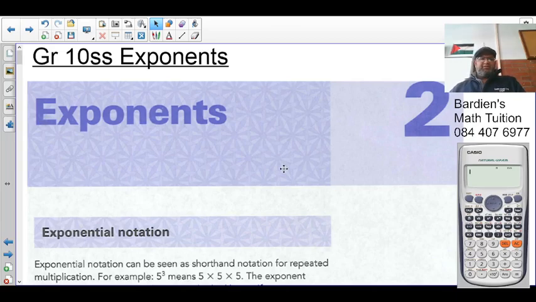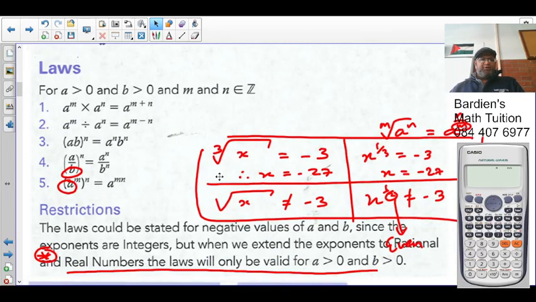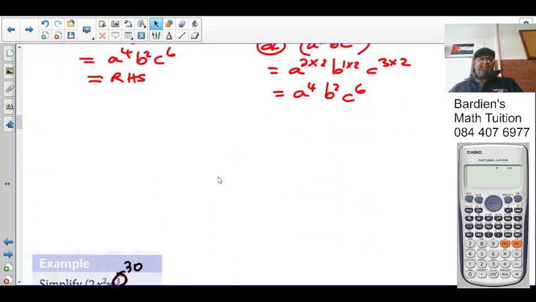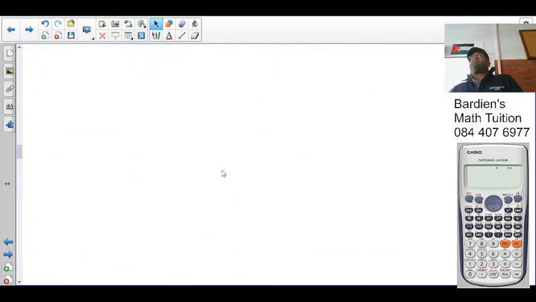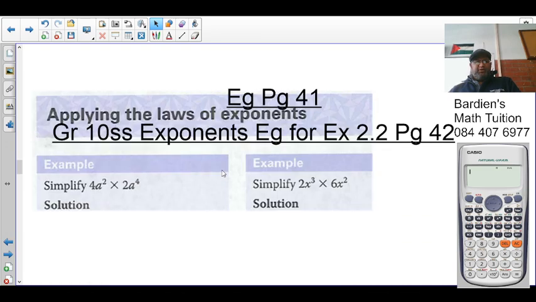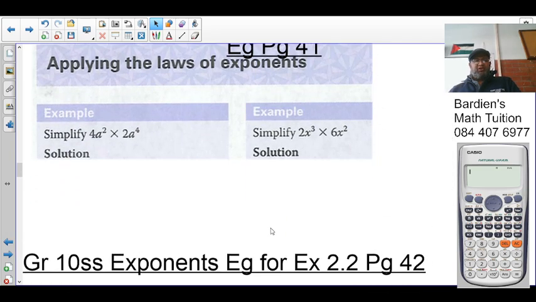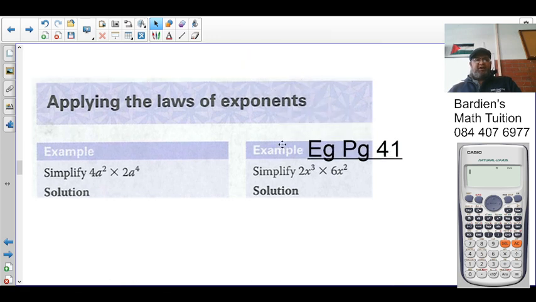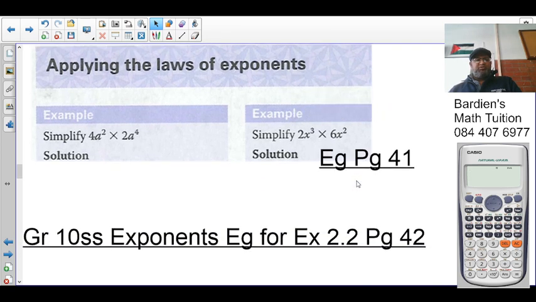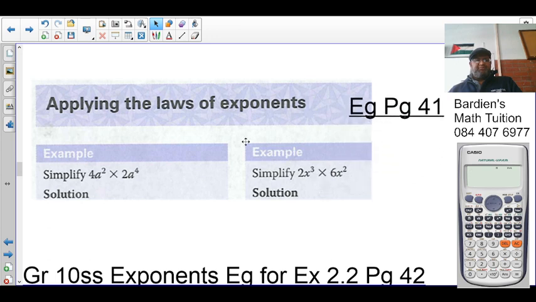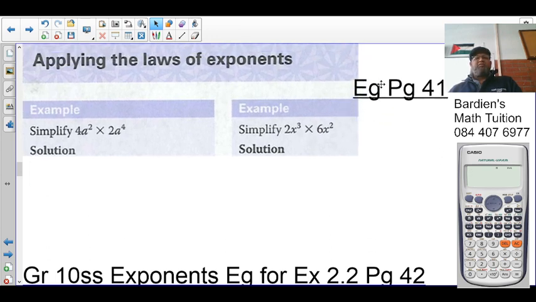Okay, good morning class. So at this point we're looking at exponents and the examples for exercise 2.2. The exercise is basically on page 42, however the examples are on page 41. So, applying the laws of exponents.